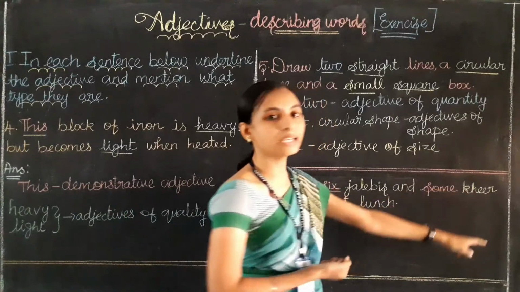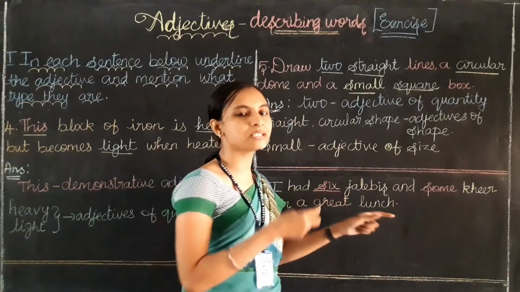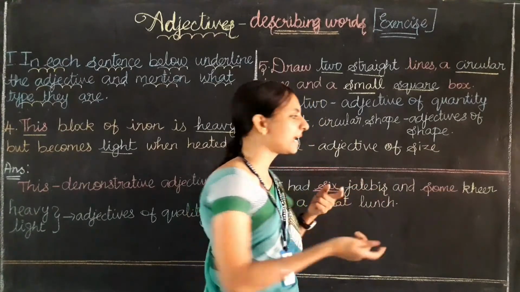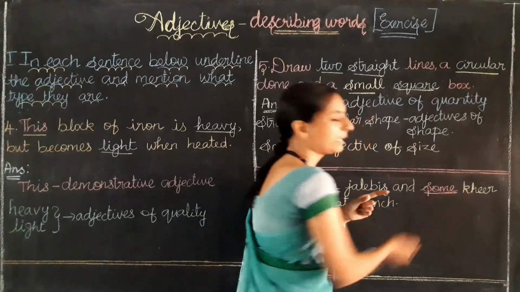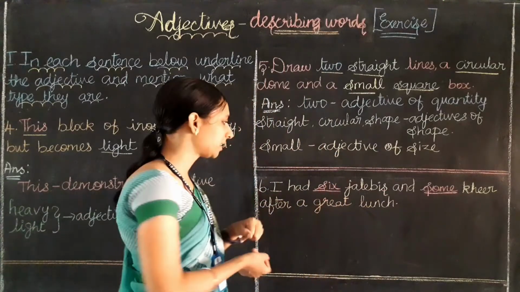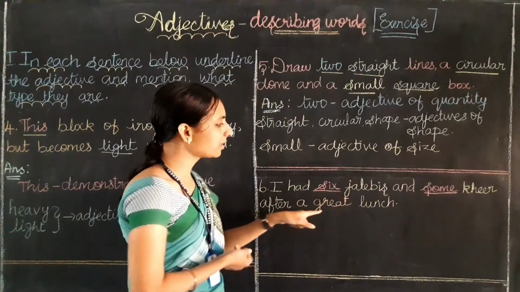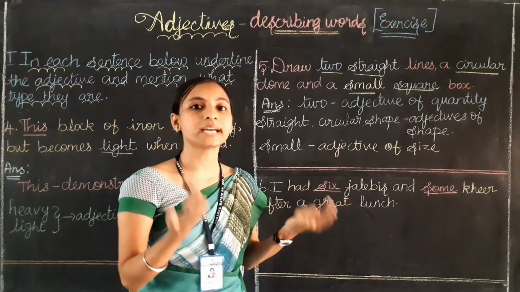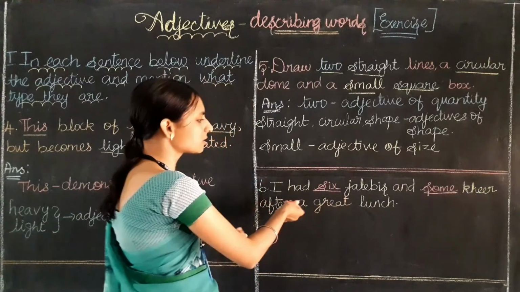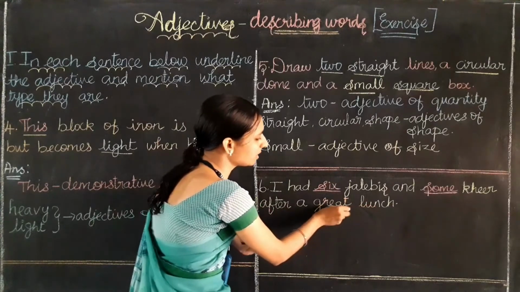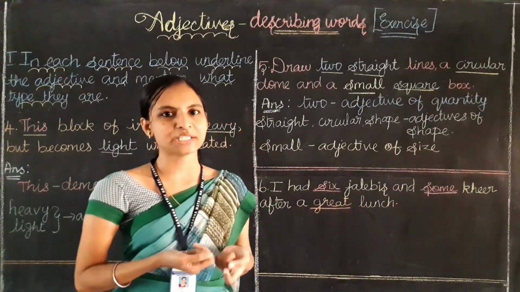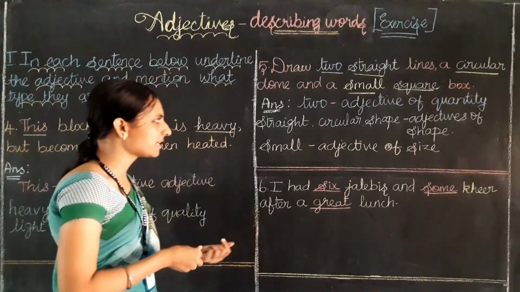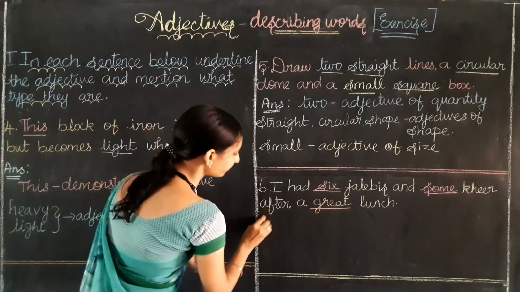I had some kheer also. Some kheer means it's talk about the quantity. How much kheer you had? Yes, I had only some kheer. So some, it is also an adjective. Okay, after a great lunch. What kind of lunch it was? It was a great lunch. That means it's talk about the quality of the lunch. So this is also an adjective. So we got 3 adjectives from the 6th question. So let's write the answer one by one.